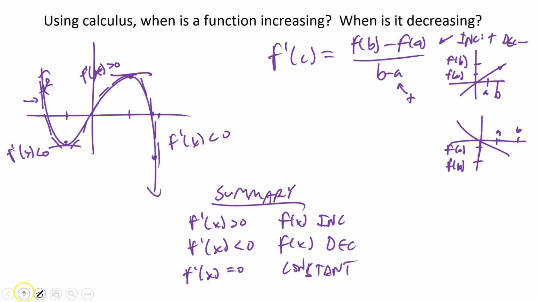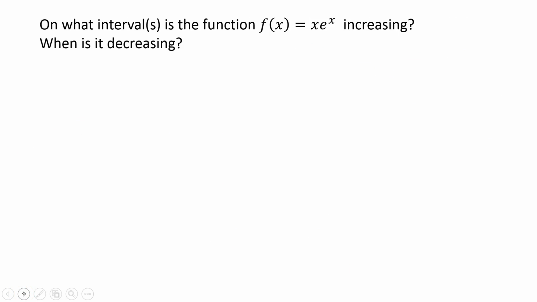So let's try this with an example. On what intervals is the function f of x equals x e to the x increasing? When is it decreasing? All we have to do is take the derivative. F prime of x, we have to use product rule. So I have, derivative of x is just 1, so I have e to the x by itself. Plus, now I leave the x by itself, and I take the derivative of e to the x. Well, derivative of e to the x is just e to the x.